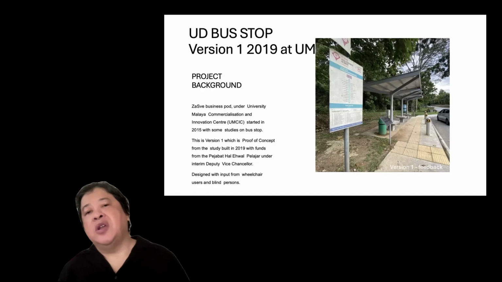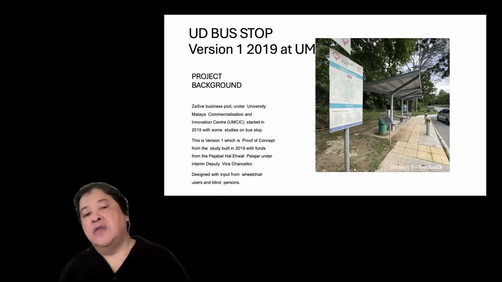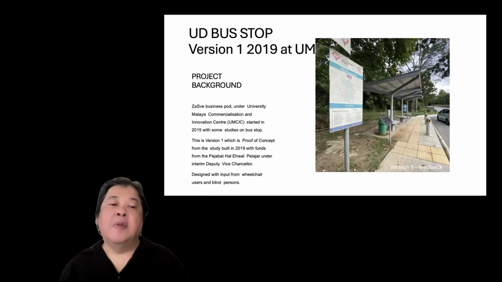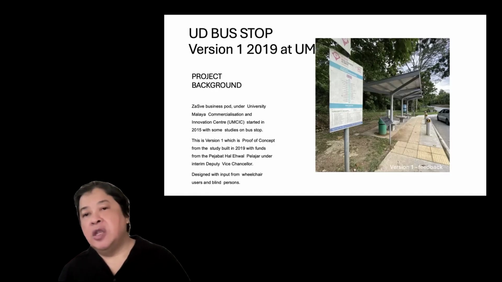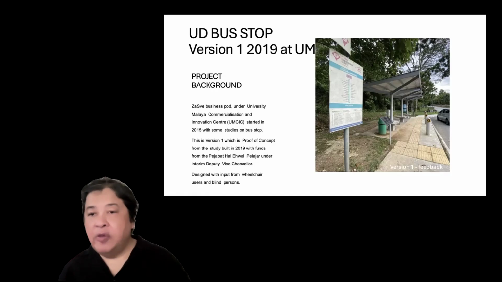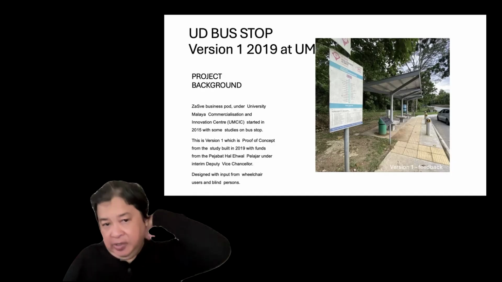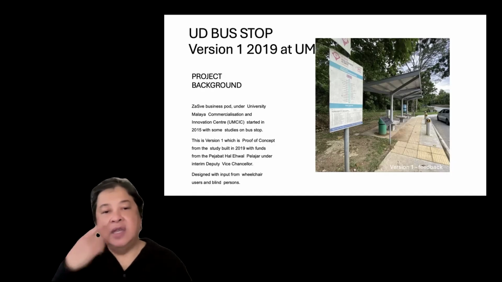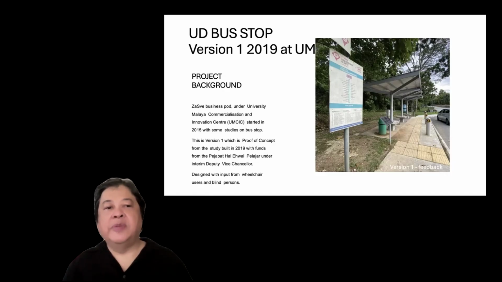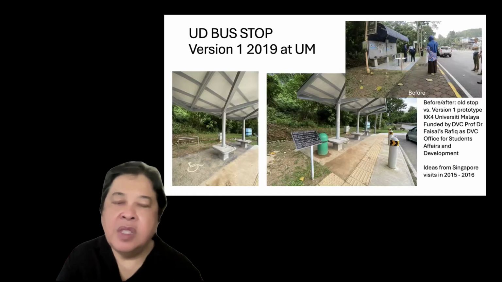The universal design bus stop that we did with version 1 in 2019 was funded by the deputy vice chancellor using the student affairs funds for disabled friendly facilities. At one time, the deputy vice chancellor was also in charge of the development unit. And so it was opportune that we could build this proof of concept that we designed under the University Malaya Commercialization and Innovation Center, UMCIC, which we as a startup started in 2015. We had input from wheelchair users and a blind person.